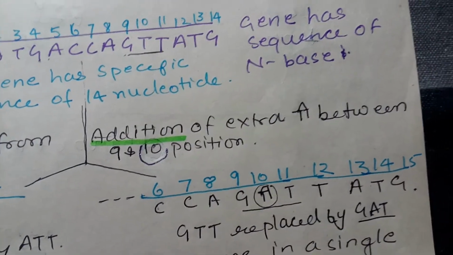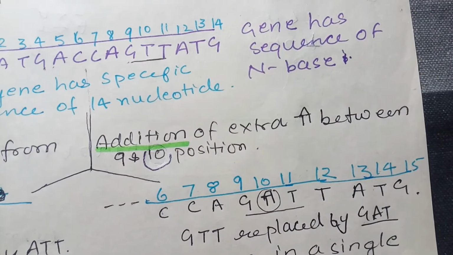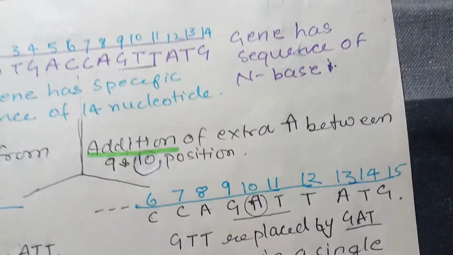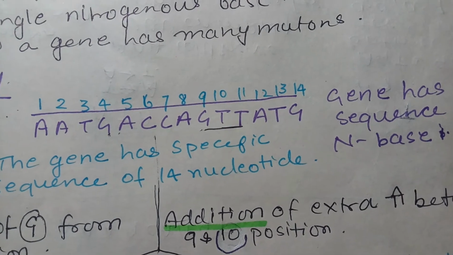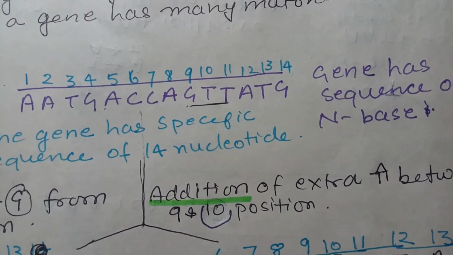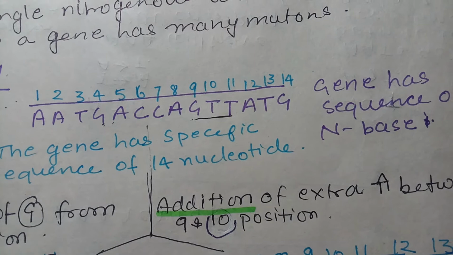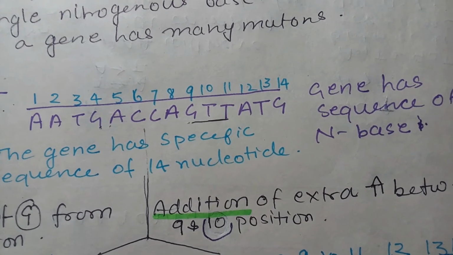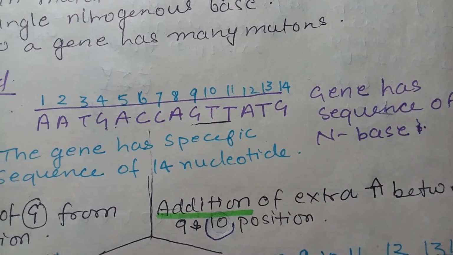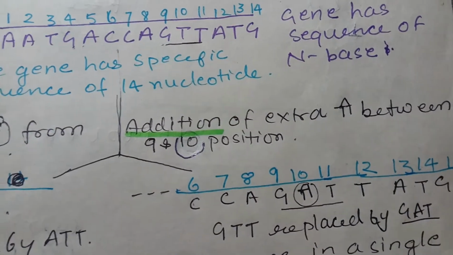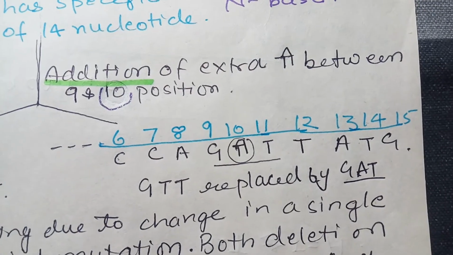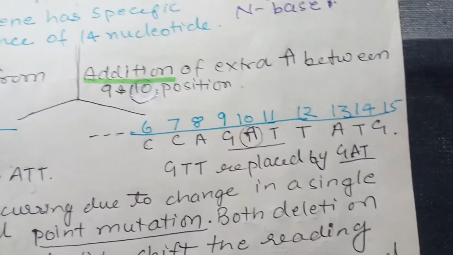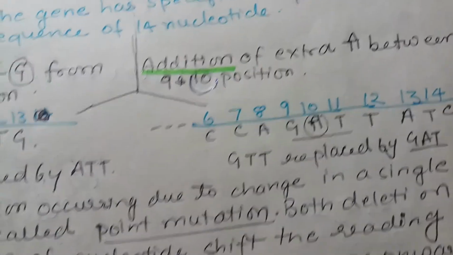If you look at the addition of an extra base between 9 and 10, actually it is at the 10th position. Okay, so at 9 we have G, at the 10th there is an extra base which is added, which is A. So the rest of the shifting takes place toward the right side. Then T will be at 11, another T will be at 12. Okay, so you can see GTT over here is replaced by GAT, just by addition of one base pair.